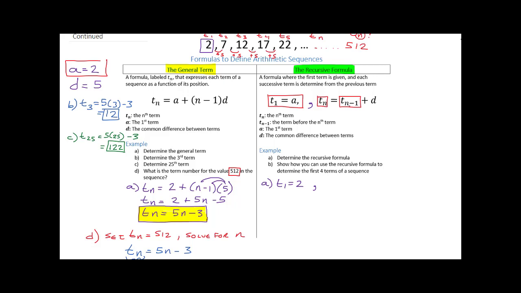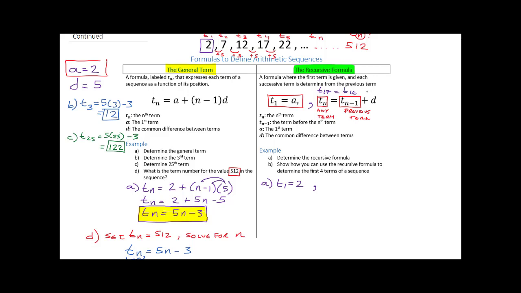Well, what's Tn minus 1? So this is any term, right? Tn minus 1 would be n minus 1. It's the term before, the previous term. So let's think about what that means. For example, if you're on term 17, then 17 minus 1, this would be term 16, right?